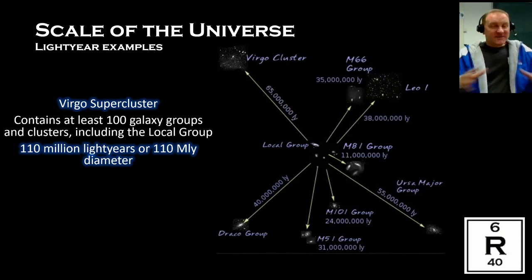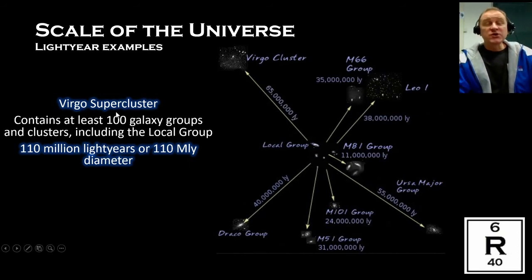Our galaxy is associated with other galaxies, which is called a group, and our group is associated with other groups, and this is called a cluster. Our group is called the local group, and our cluster is called the Virgo supercluster. Remember, clusters are made up of groups, and groups are made up of galaxies, and galaxies are made up of solar systems. So the Virgo supercluster contains at least 100 galaxy groups and clusters, including the local group.